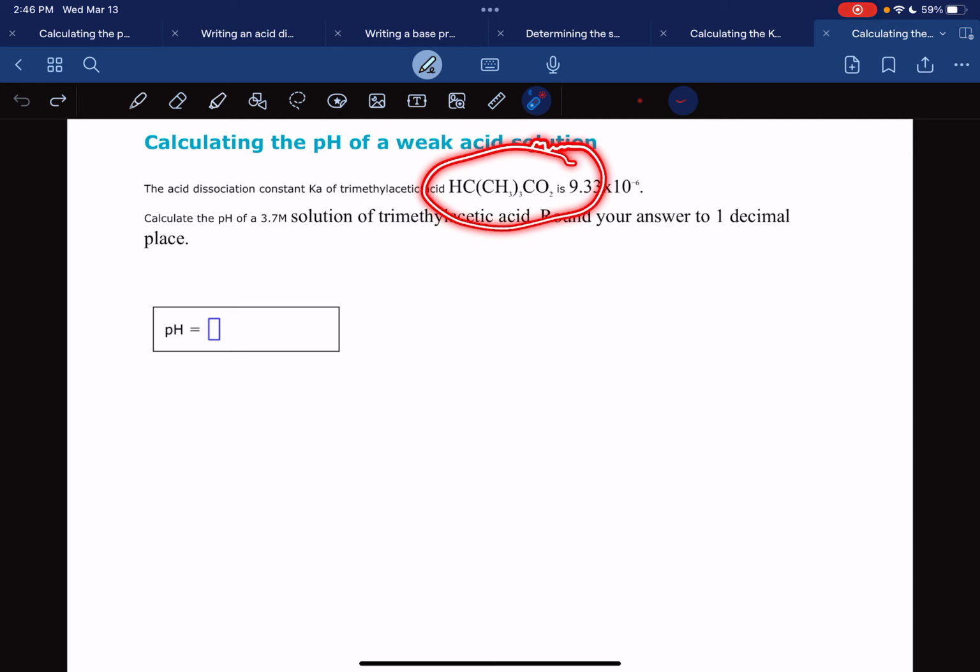So one of the things that we can do, and it's totally legitimate, is we can abbreviate all of this with whatever expression we want. Because in reality, the only thing that matters is that this is H plus some tail end stuff, right? So they give us trimethylacetic acid. That's a mouthful. So I'm just going to call this H tri. Yeah? So then let's write our equilibrium expression for H tri.